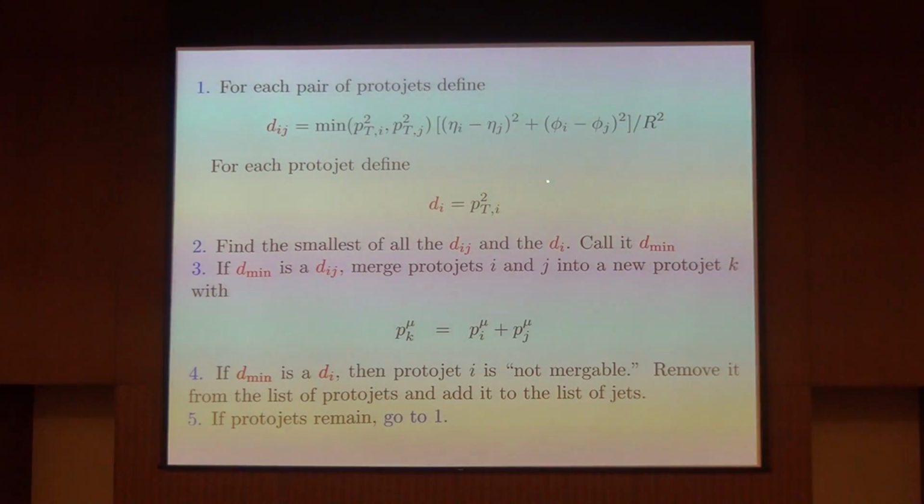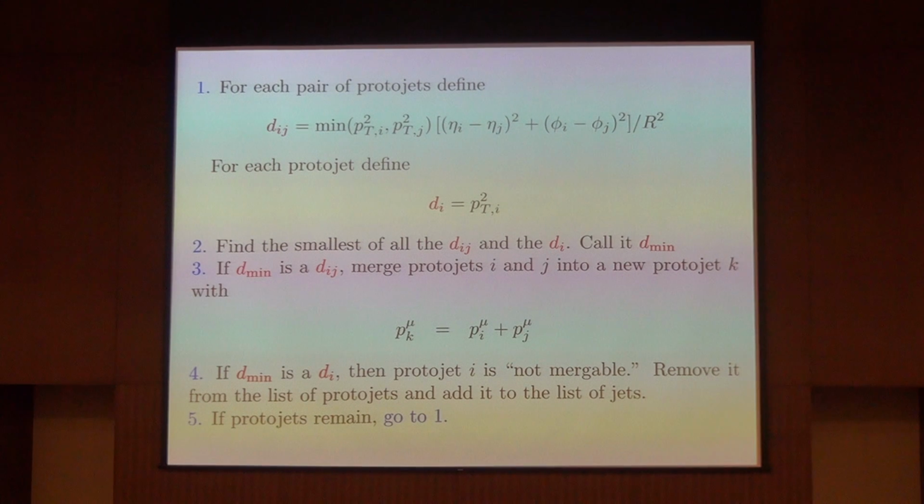For each pair of protojets, I define a distance between them, d_ij. And how do I make that distance? It's the minimum of the transverse momentum of protojet i and the transverse momentum of protojet j, transverse to the beam axis, and I square those transverse momenta. And then that's times the difference of rapidity squared plus the difference of azimuthal angle squared. And that's then divided by R squared. Okay, that's the distance measured between 2 protojets. And each protojet also has its own individual distance measure, just its transverse momentum squared, d_i.